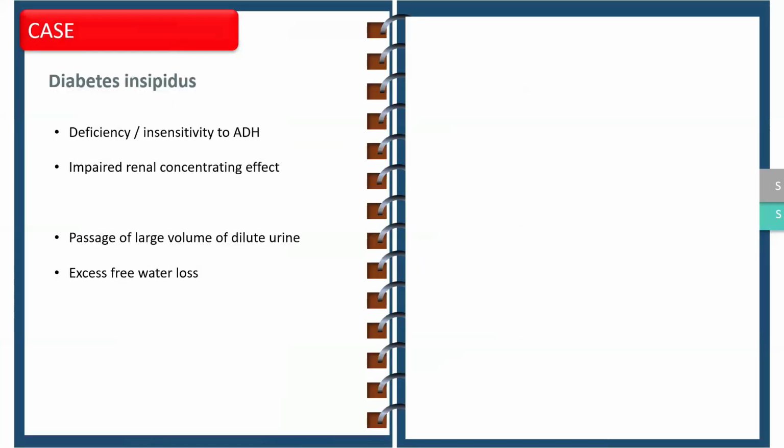Diabetes insipidus refers to deficiency or insensitivity to antidiuretic hormone, leading on to impaired concentrating ability. This leads to passage of large volume of dilute urine, resulting in excess free water loss. The clinical features include polyuria, polydipsia, dehydration, and intermittent fever.